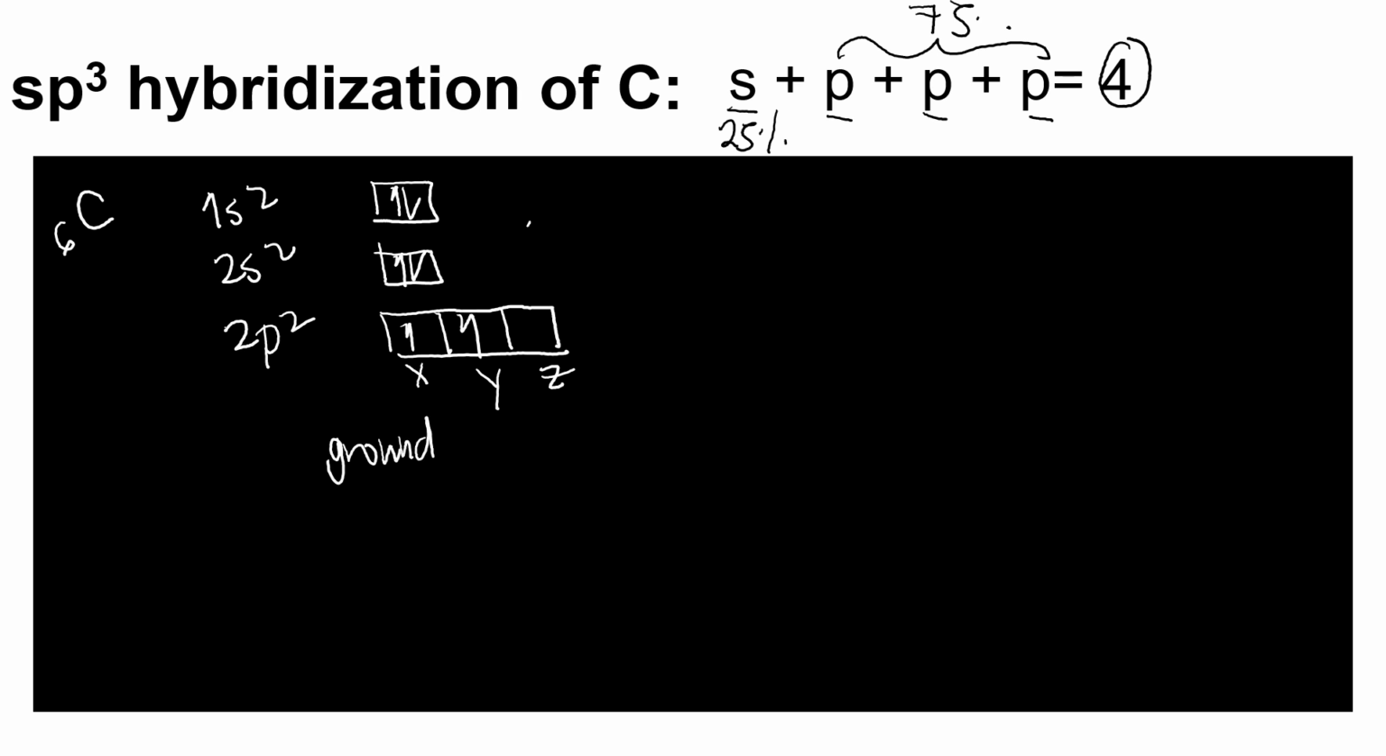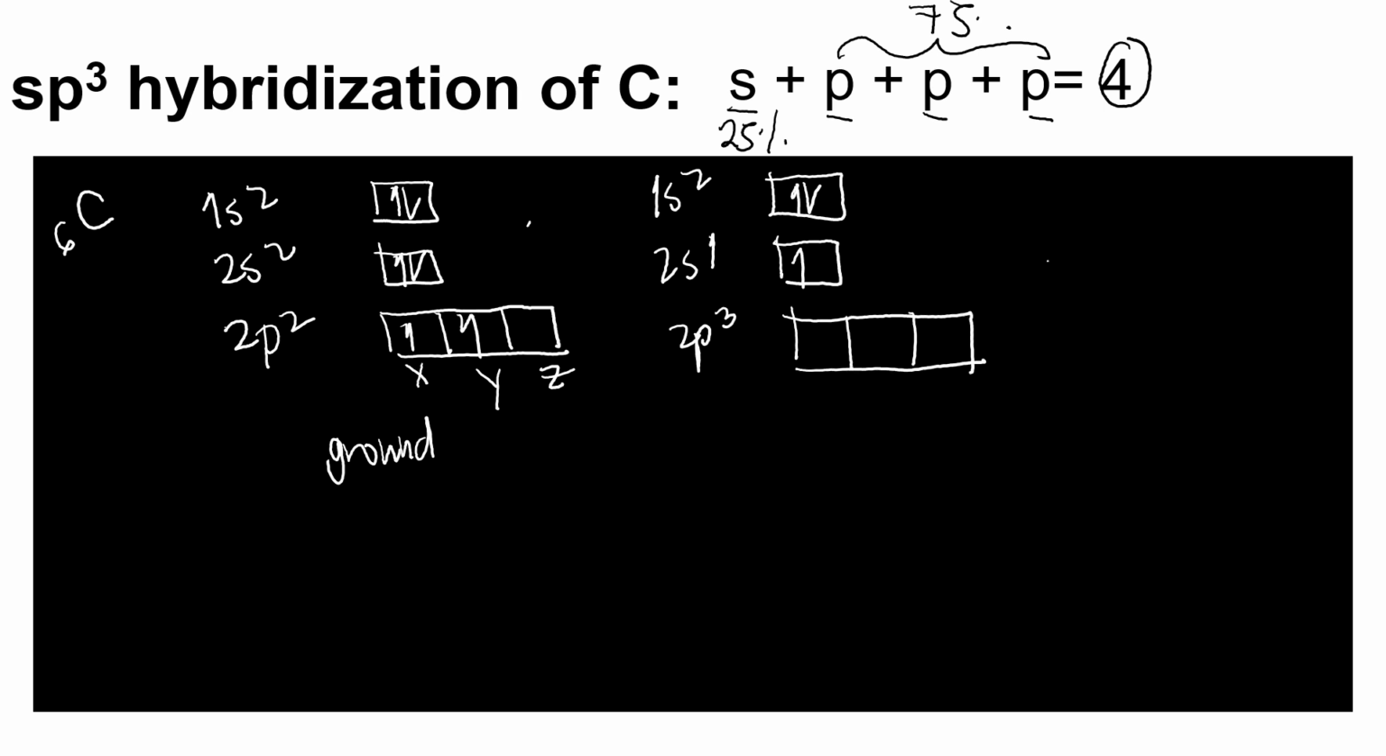And when it is in excited state, we draw that again. 2s becomes 1 and this 2p becomes 3. So you have this 1, 2, 3. This is when it is in excited state, and we take this part. This is already the 4 hybrid orbitals.